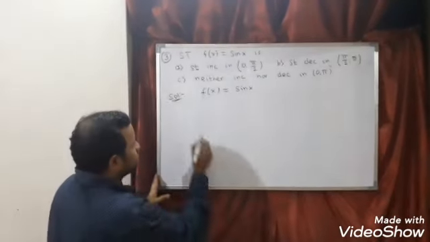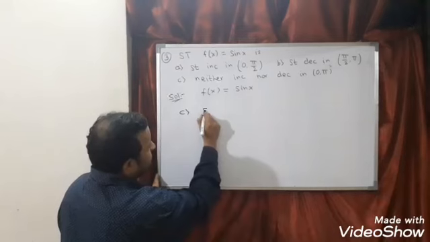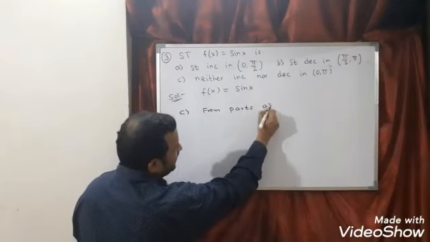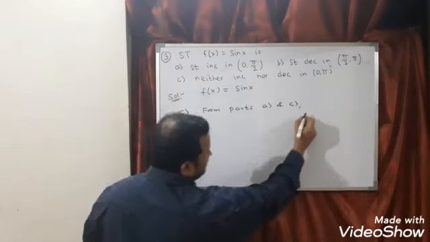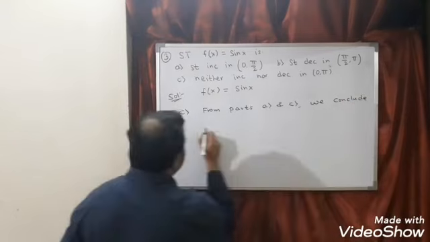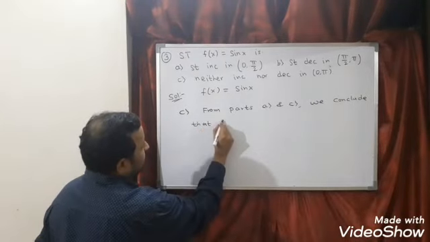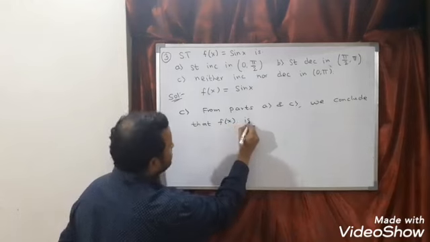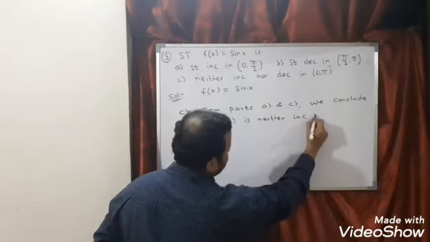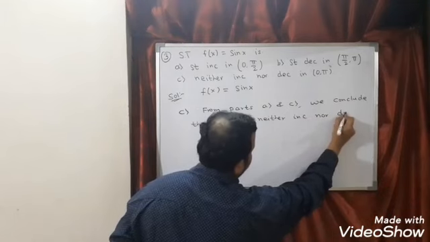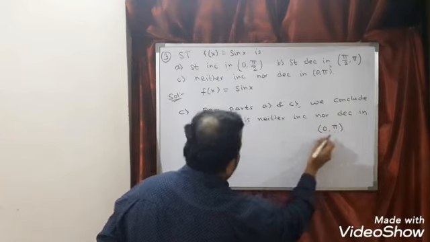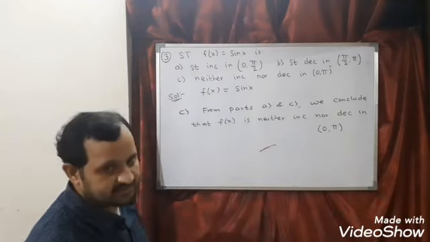the third bit as, tell me. So from parts A and C, we conclude that f of x is neither strictly increasing nor strictly decreasing in 0 to pi. I think the third bit is clear.